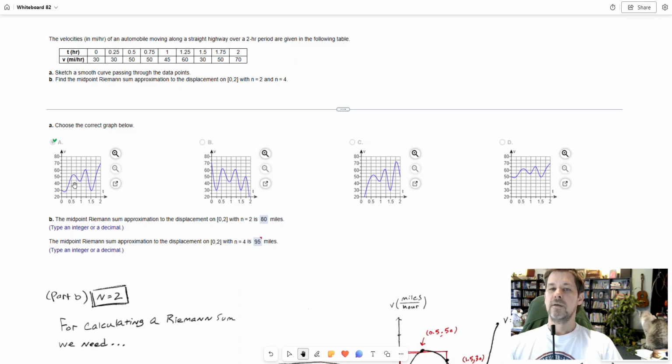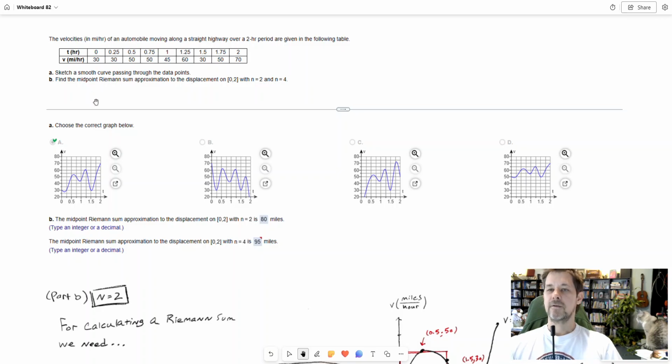So I'm just going to do part B. Part A asks something about the graph, and I'm not too worried about that. I'll talk about part A along the way anyway. Let's do part B. It says find the midpoint Riemann sum approximation to the displacement on the interval 0 to 2 with n is 2 and n is 4.